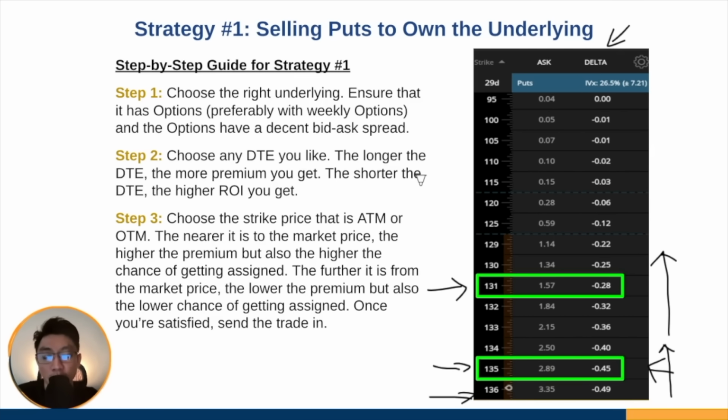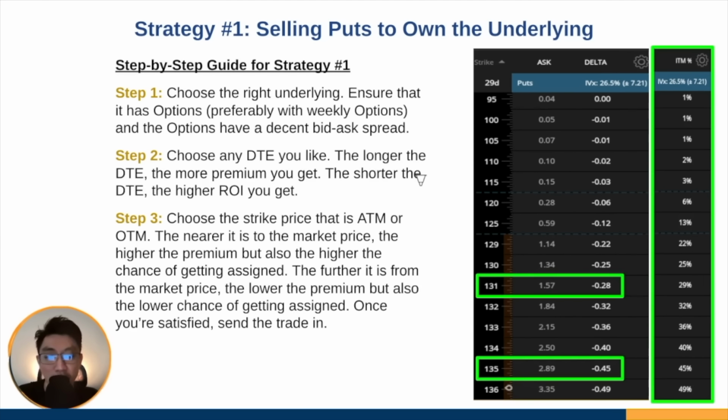So it's always a trade-off. The further it is from the market price, the lower the premium, but also the lower the chance of getting assigned, like I mentioned. So again, once you're satisfied, send the trade in. If you want an even more accurate way to find out the probability of this underlying getting assigned at expiration, you can just open up this column down here, right?